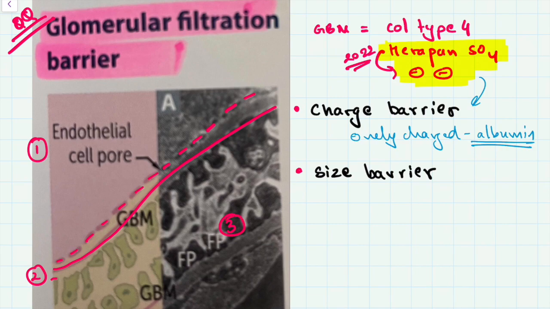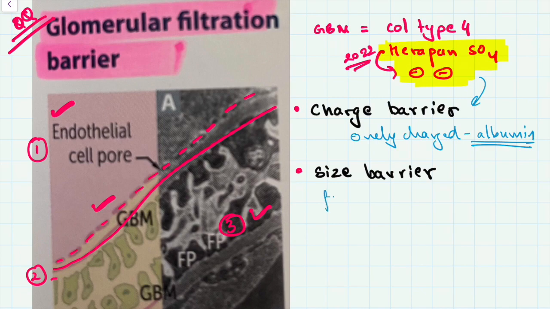Third is the foot process or the visceral epithelial layer. So the three parts of the filtration barrier are the endothelial layer, glomerular basement membrane, and the foot process or the visceral epithelial layer, right? We talked about the charge barrier.